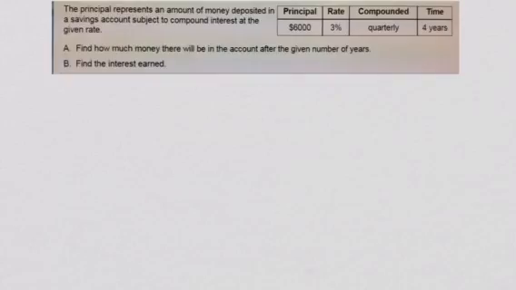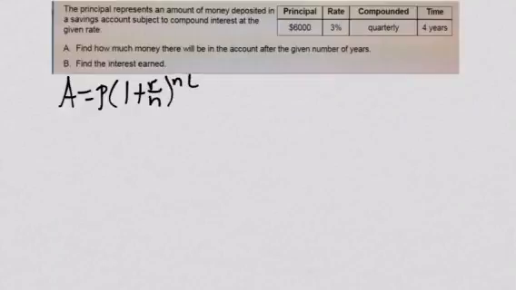Alright, let's look at another one. This one says our principal amount is $6,000, my rate is 3%. This time we're going to compound it quarterly, which means it's going to be paid 4 times per year, and we're going to do this over 4 years. Alright, so again, we're just going to plug into our formula, which is P times 1 plus r over n raised to the n times t.